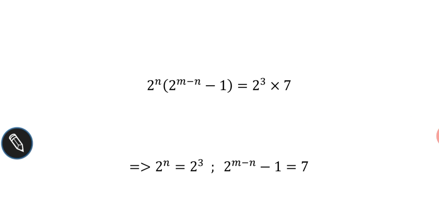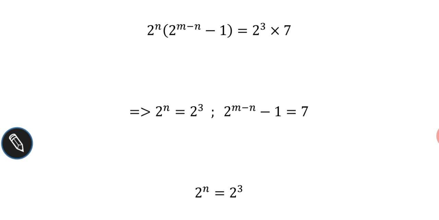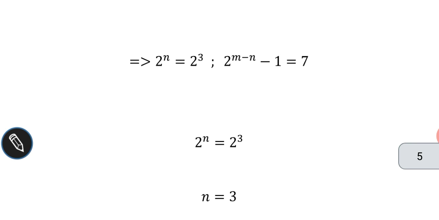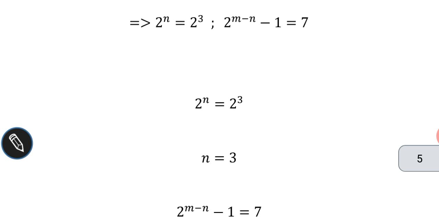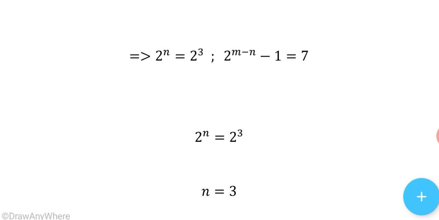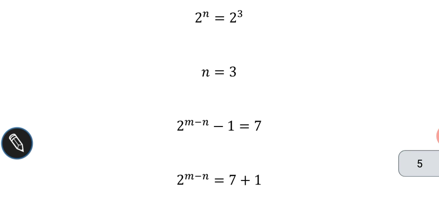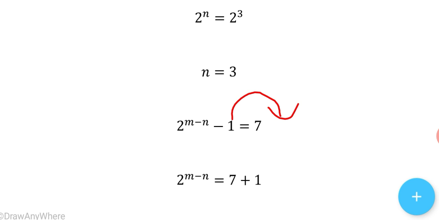So next step, 2 power n equal to 2 power 3. This 2 gets cancelled. So n is equal to 3. Now also we have 2 power m minus n minus 1 equal to 7. So this minus 1 goes to this side, so this becomes positive. So 2 power m minus n equal to 7 plus 1.